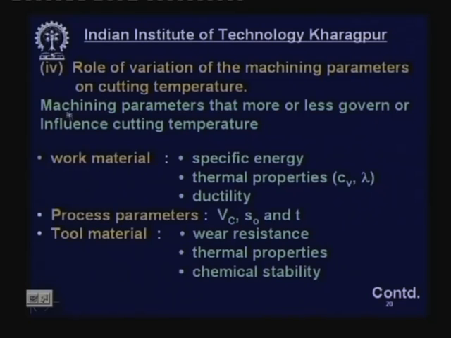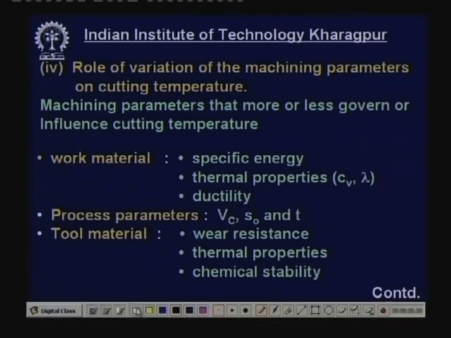Now, what are the machining parameters? There are different machining parameters. What are those? Work material: what are the specific energy requirements of the material? That is specifically the strength or hardness of the material. Thermal properties: volume specific heat and thermal conductivity. Ductility of the work material: if it is more ductile, more heat will be generated because of intimate contact between the chip and the tool.